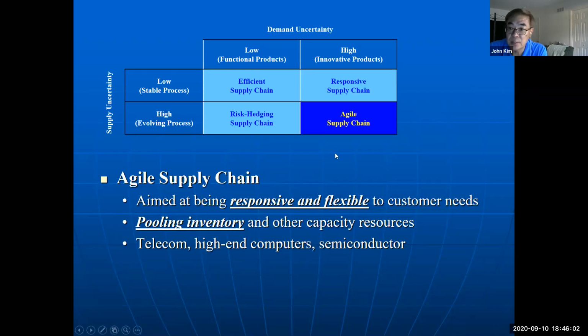And then the last dimension, both sides, demand and supply uncertainty, high and high, such as telecommunication, high-end computer, and so on.